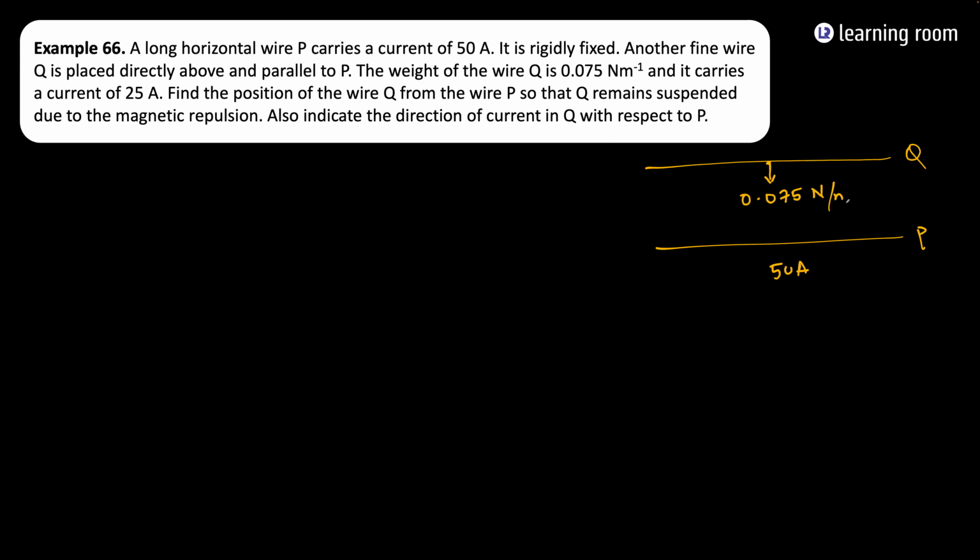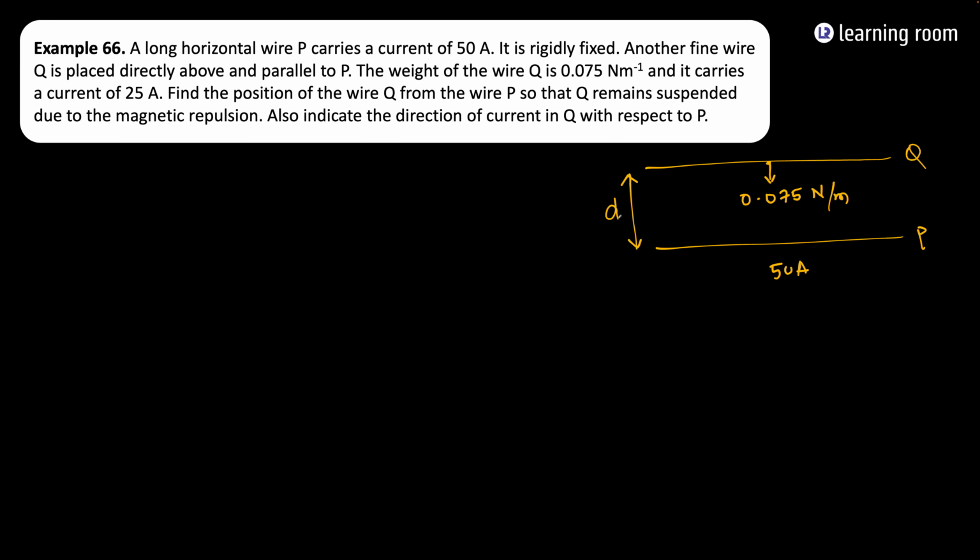0.075 Newton per meter. So actually they didn't give you the weight directly. They gave you the weight per unit length, Newton per meter. And it carries a current of 25 ampere. Find the position of the wire Q from the wire P so that Q remains suspended, meaning they're asking what is the distance of separation between them so that Q is suspended.